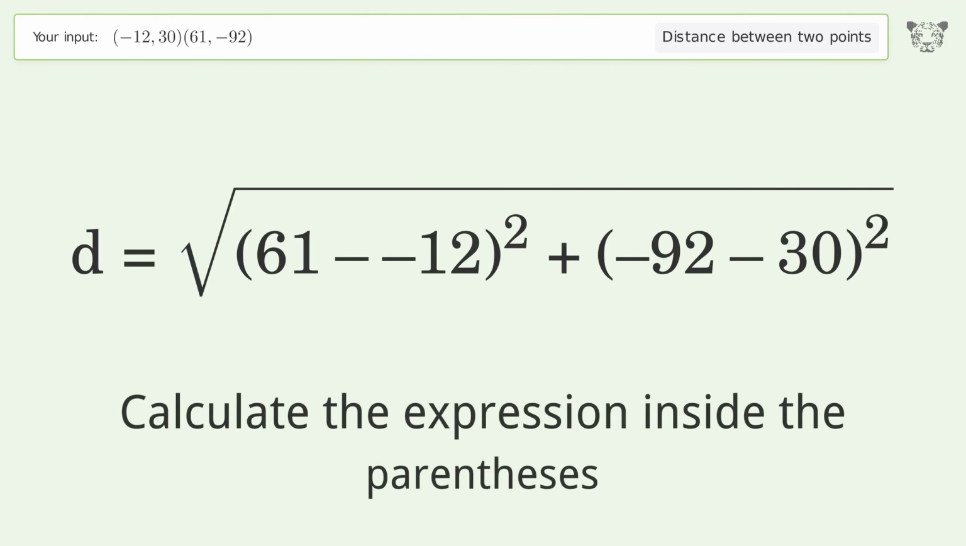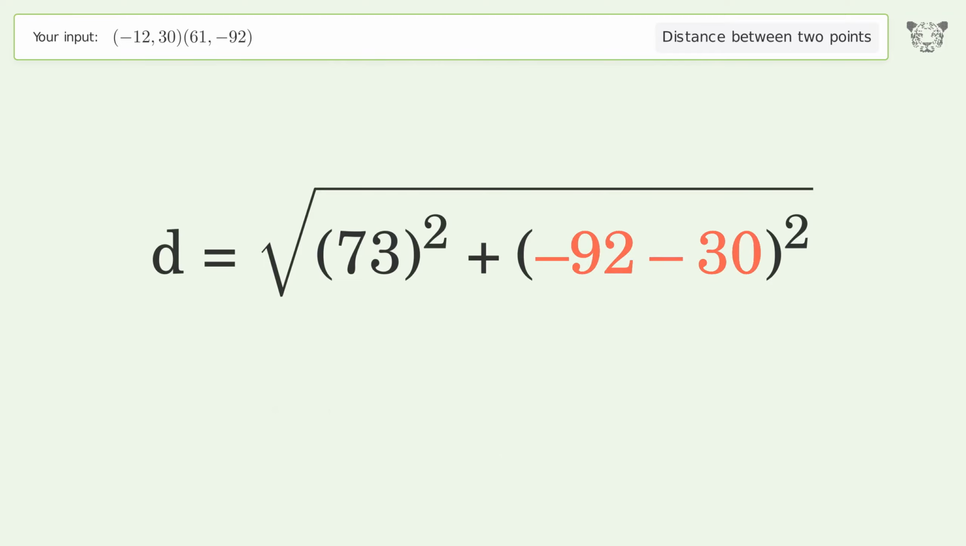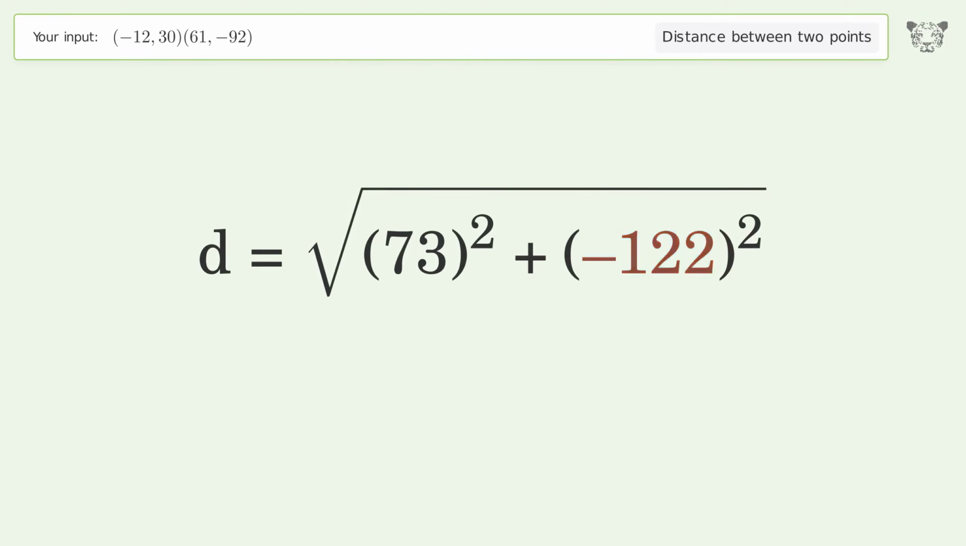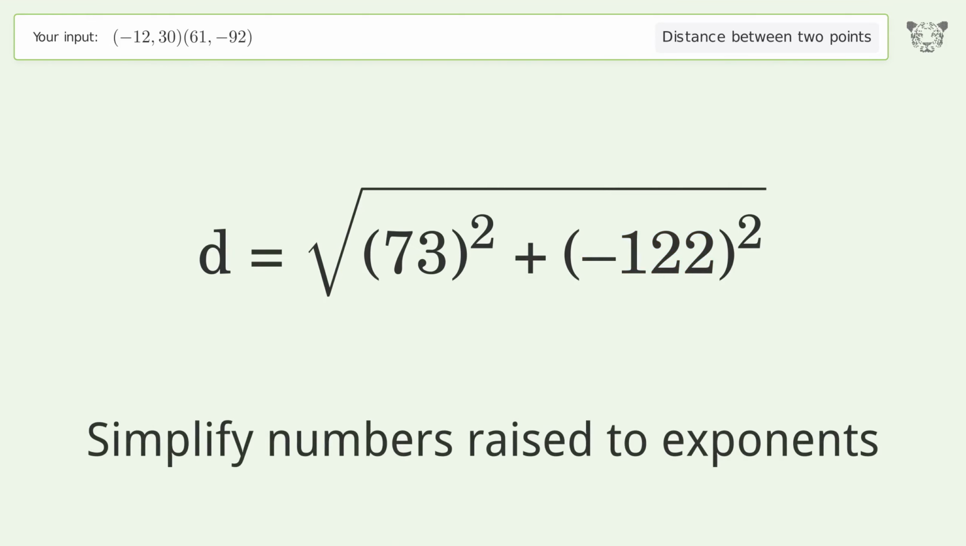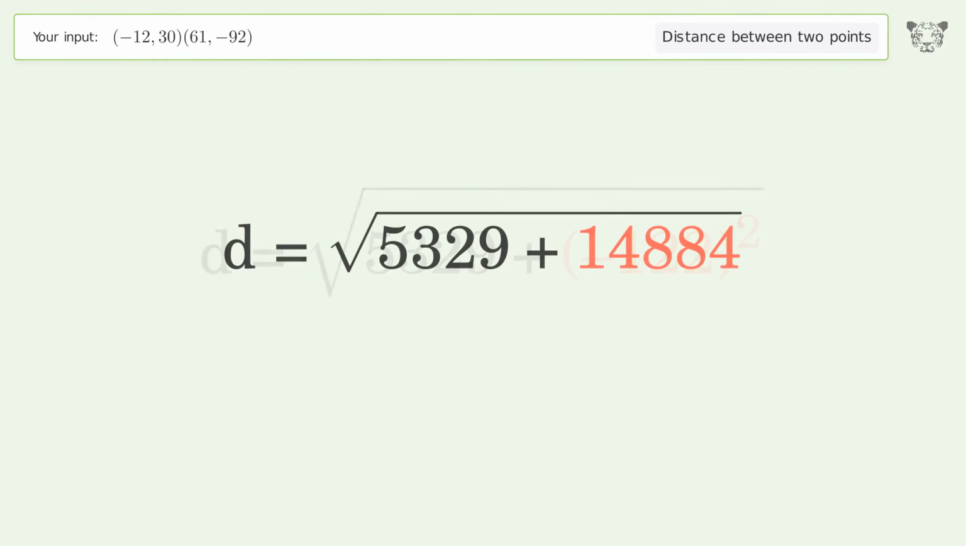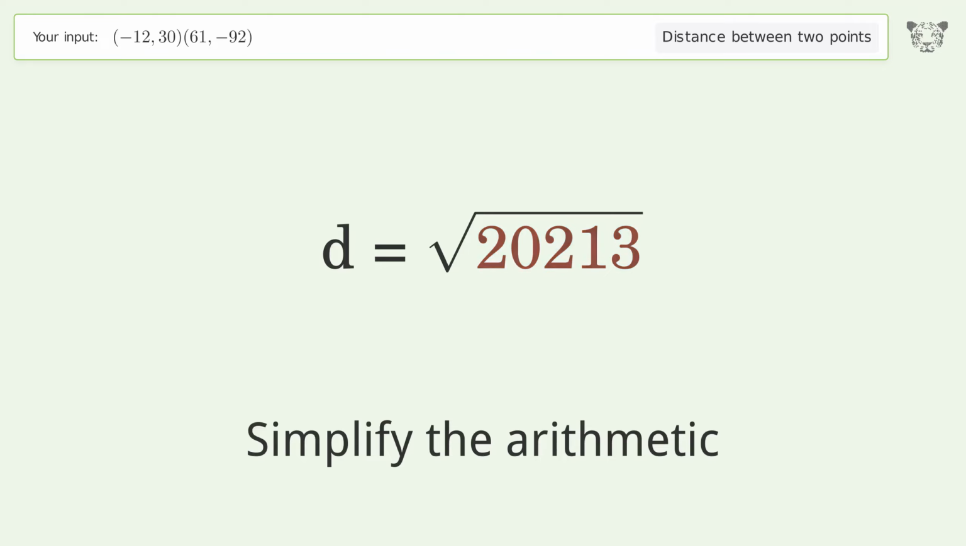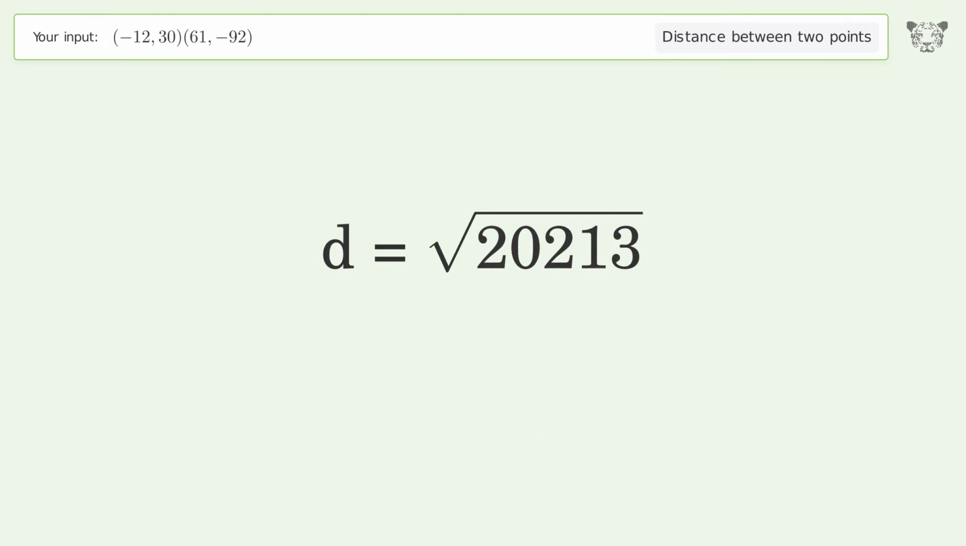Calculate the expression inside the parentheses. Simplify numbers raised to exponents. Simplify the arithmetic. And so the distance between the 2 points is the square root of 20,213, or 142.172.